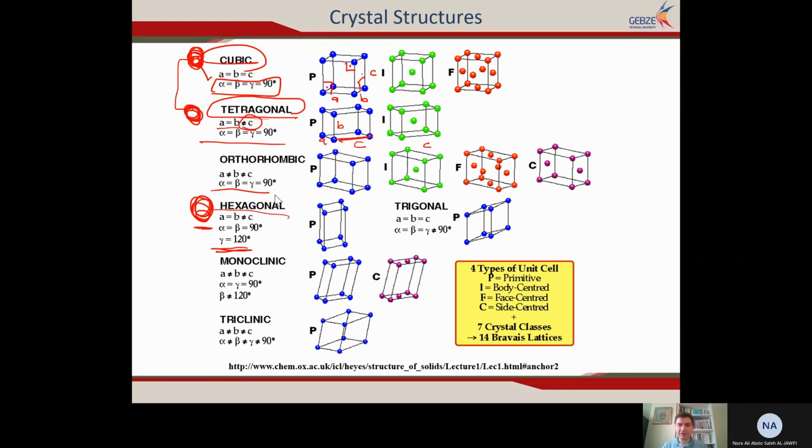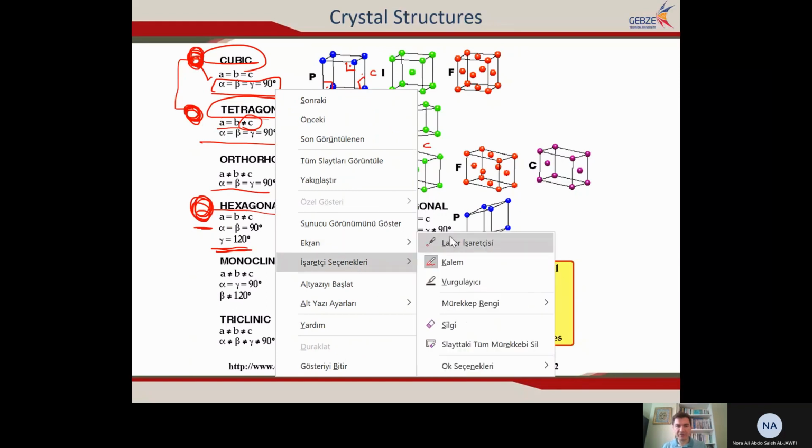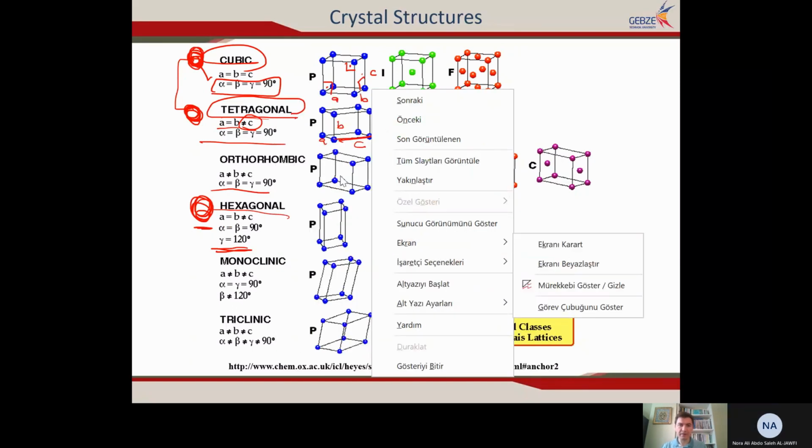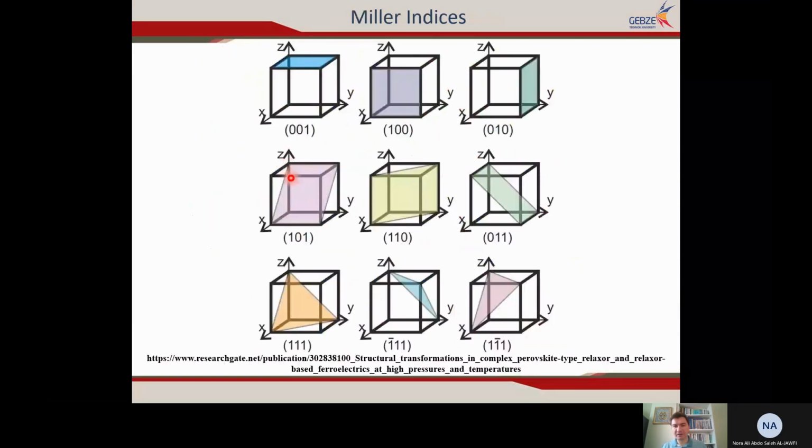So, do you have any question here related to the crystal structures? No, clear. Okay, then let me continue with the Miller indices.